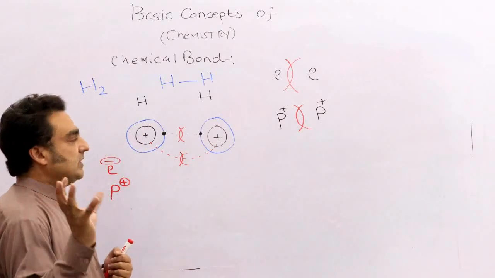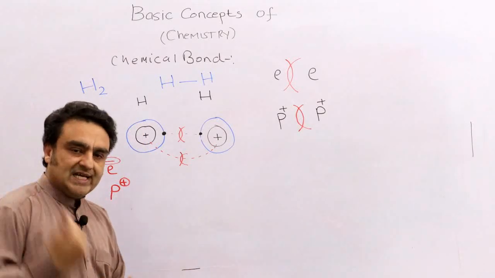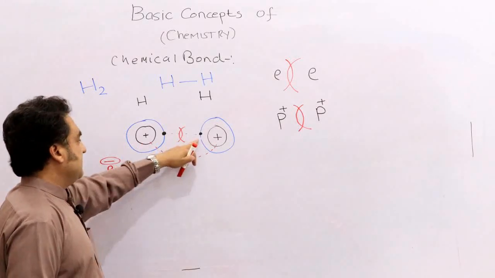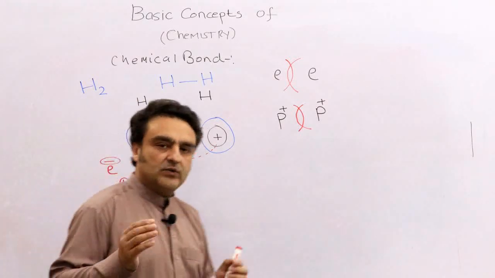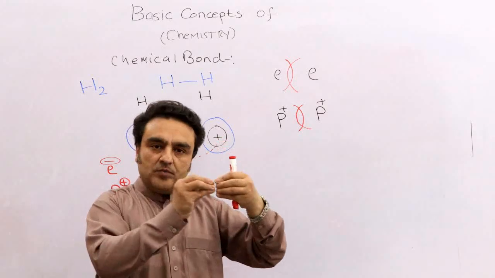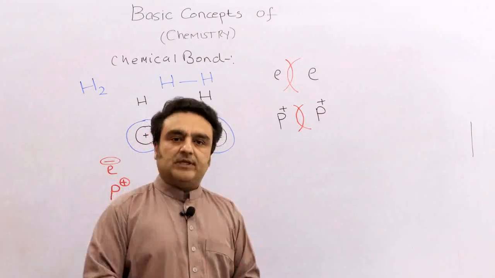Okay, so let me give you some examples or analogies so that you will understand how, despite those two repulsions, they come close together, form a bond and become stabilized.